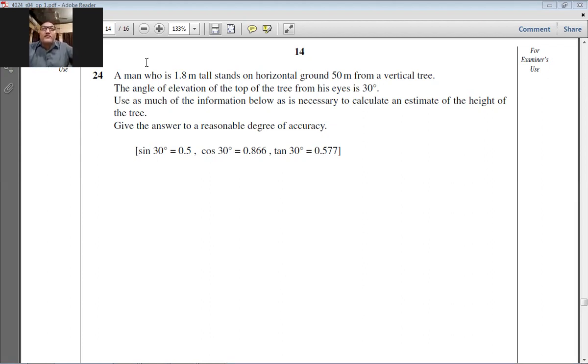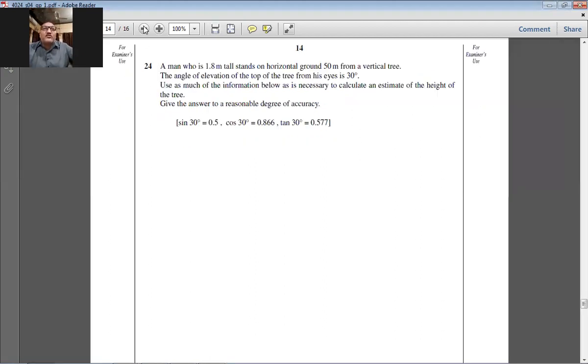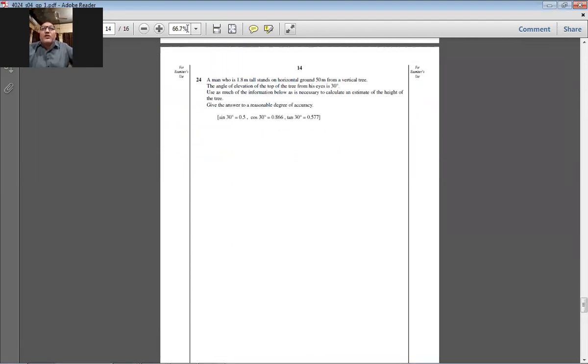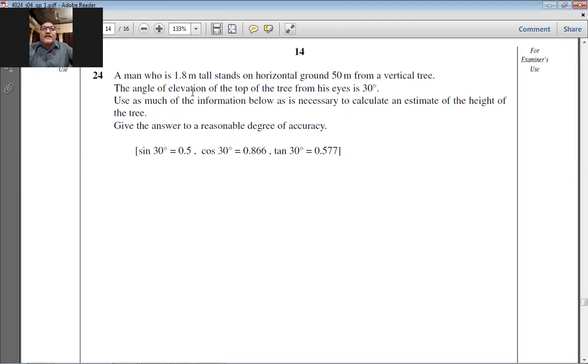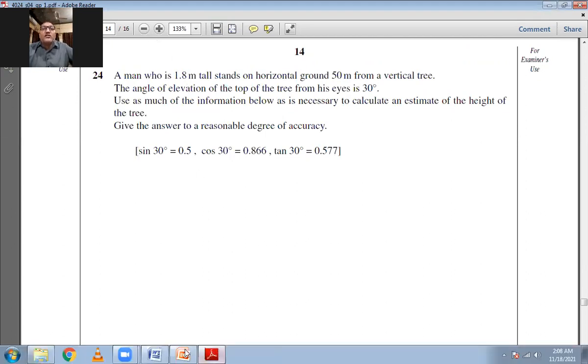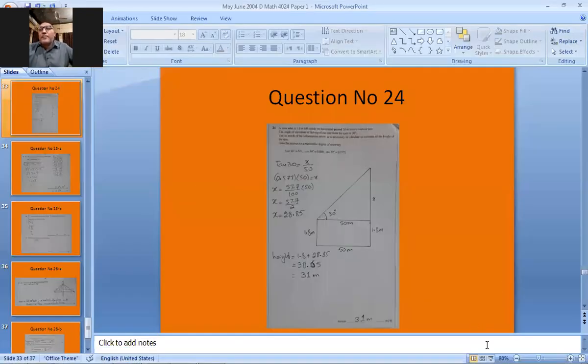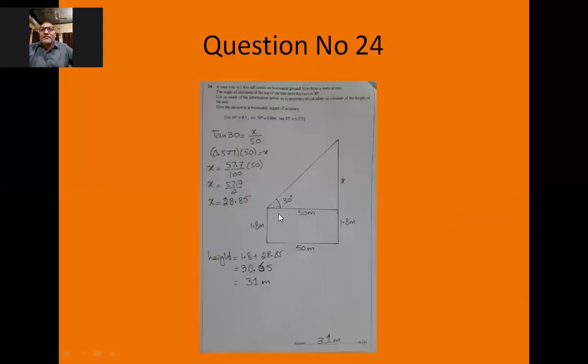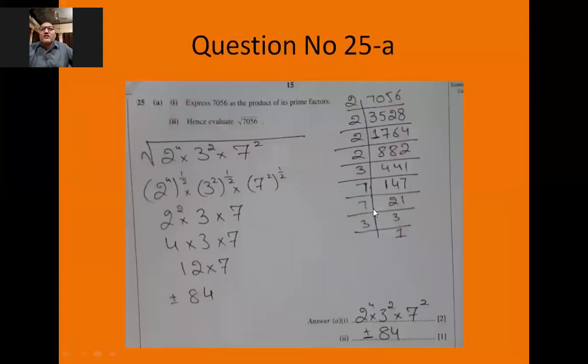So here, this is that question. So let me show you the whole thing. This is a 4-mark question. Hopefully you understand this. I will show you my solution. So this is my solution.